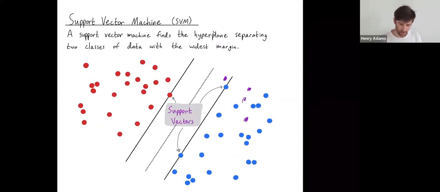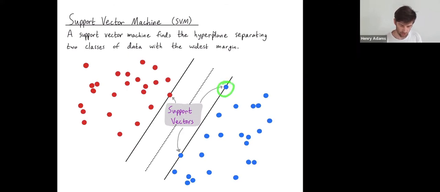The data points that live on the margin are called the support vectors. And they are the data points that really determine the direction of the separating hyperplane. For example, if I have a new data point here, that doesn't change the direction of the optimal hyperplane at all. But if I have a new blue data point here, the optimal separating hyperplane would twist and would be a slightly different direction.